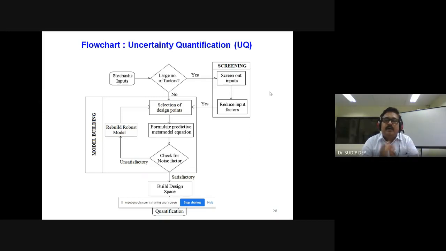This is the basic flowchart or flow diagram that any uncertainty quantification should generally follow. One is that there will be some initial input. Every system will have some inputs. And if these inputs are considered to be stochastic in nature, that means there will always be variability in the input. Based on that, we need to screen the input, and then select the design point. After the design point, we formulate the predictive metamodel equation. And it is checked for noise, because all the data may have some noise in it. So we need to filter those noise. Noise is actually some impurities which influence the output variability. So if we can discard that noise part, we can get the real buildup of the model.